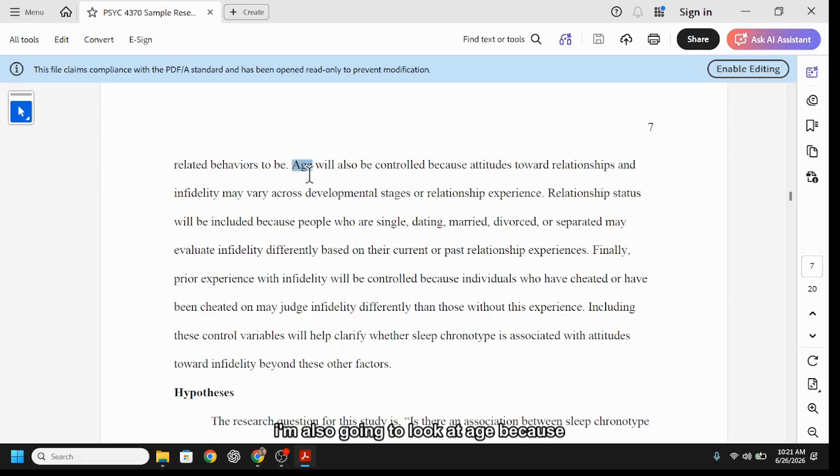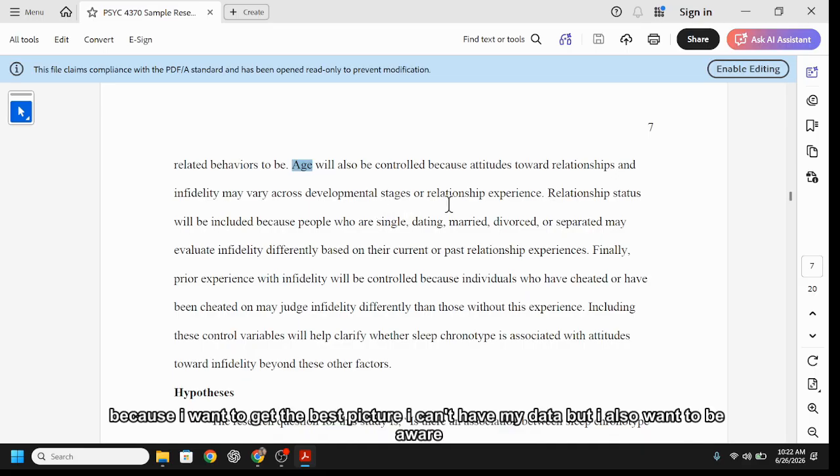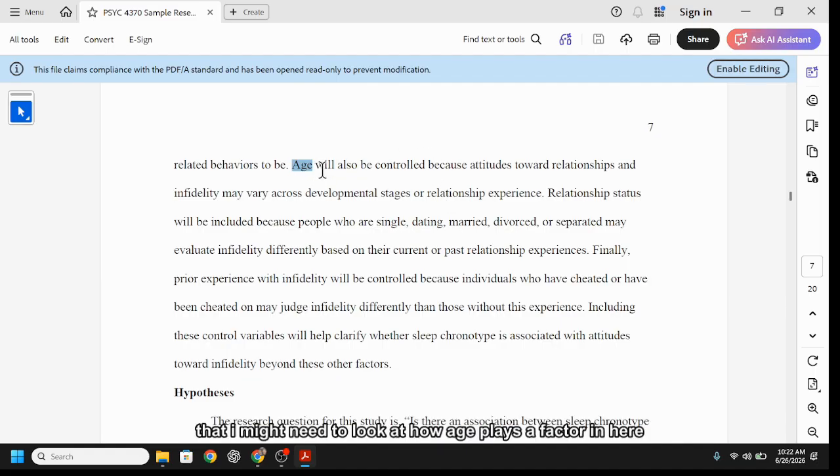I'm also going to look at age, because attitudes toward relationships and infidelity may change over time. Again, I'm not going to eliminate anyone as long as they are an adult, because I want to get the best picture I can of my data, but I also want to be aware that I might need to look at how age plays a factor in here, because it could affect my interpretation of the results.